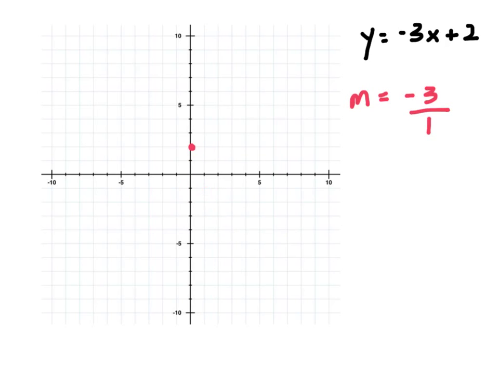So I'm going to mark a point at 1, negative 1. So I'll mark that on my graph here.